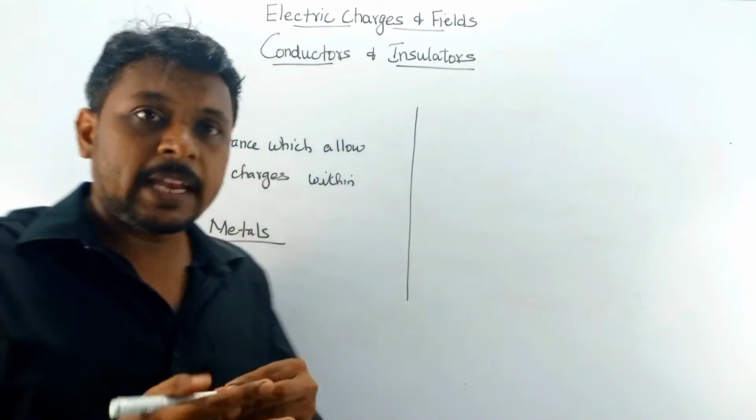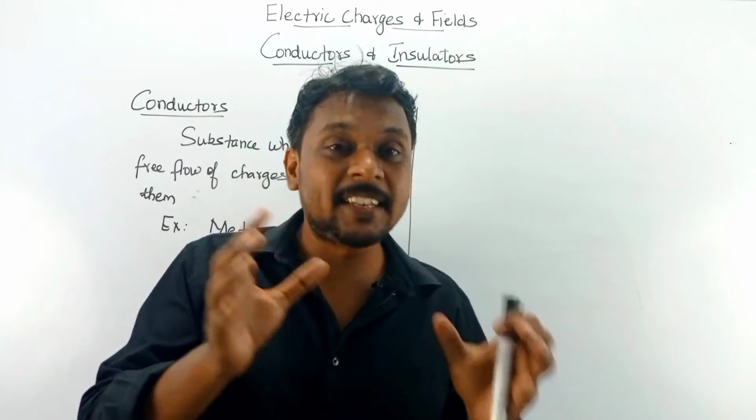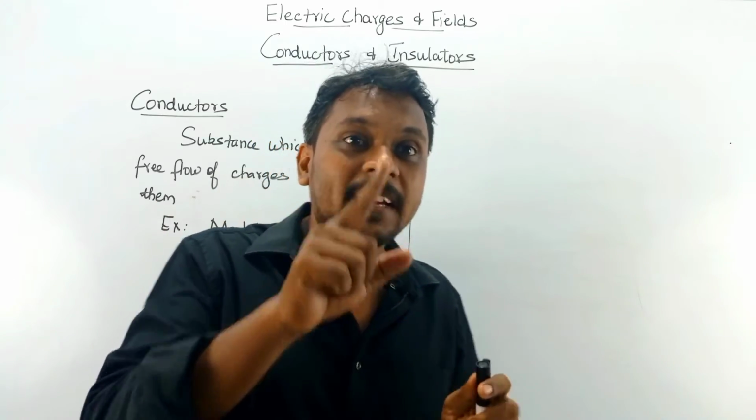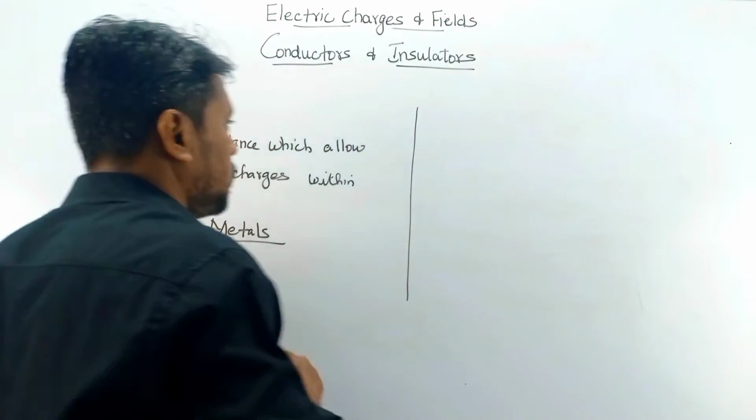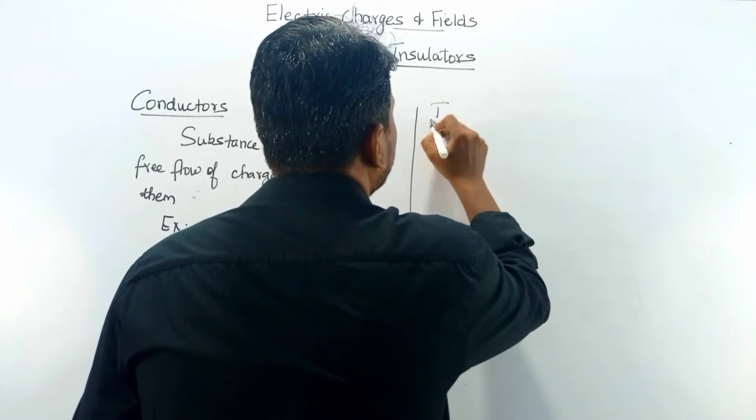Secondly, I have shown you some objects, that is glass and wood. They come under the category of insulators.